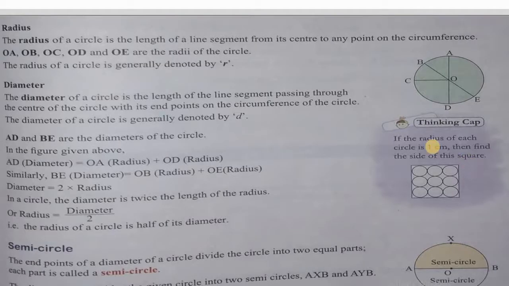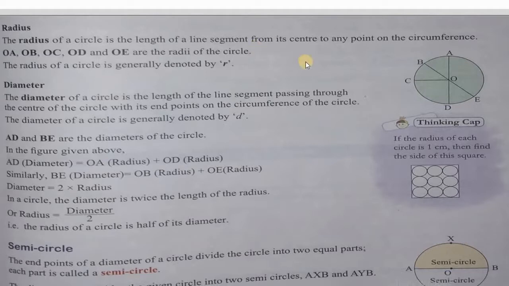So now we're going to see what a radius is. The radius of a circle is the length of a line segment. You can check out what a line segment is in my previous video on angles. A line segment goes from the center to any point on the circumference.